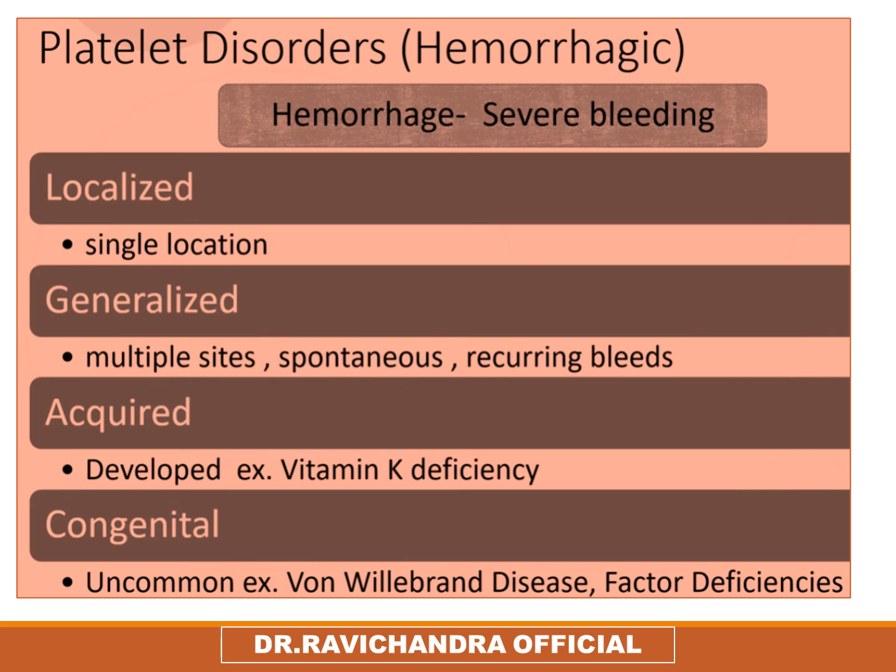Localized is pertaining to a single location. Generalized means multiple sites are involved. There will be spontaneous recurrent bleedings from these sites. Acquired is developed in the later life because of some deficiencies like vitamin K deficiency. And congenital, which is very uncommon, examples are von Willebrand disease and factor 8, 9 deficiencies.